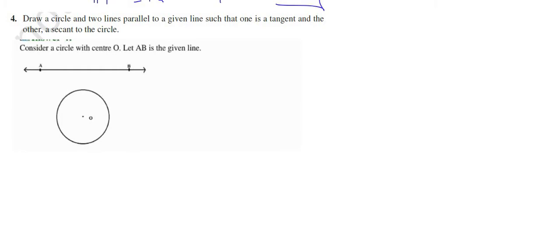So consider a circle with center O. Why I told this, because they have not yet mentioned anything.